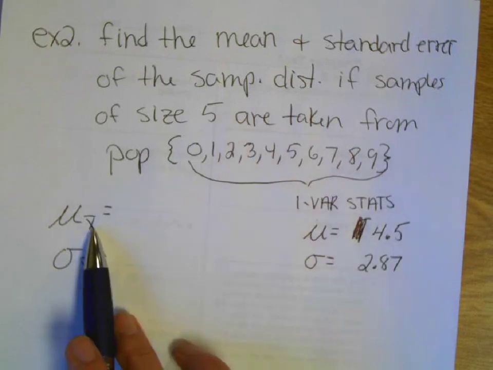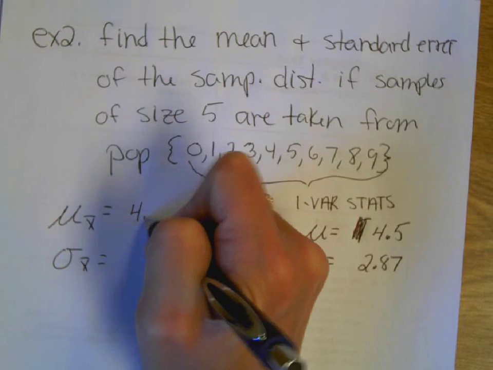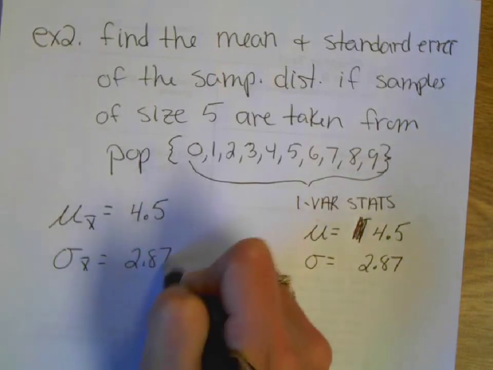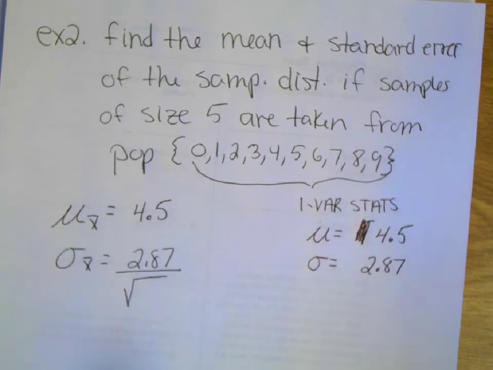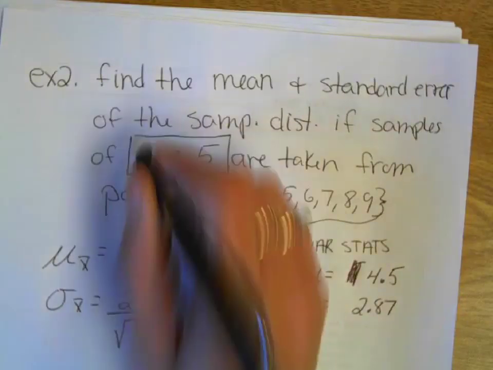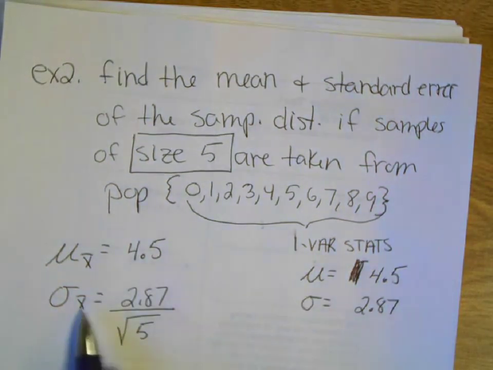So now what's the mean of the sampling distribution going to be if I take samples of size 5 from it? What's this going to be? 4.5. Means stay the same. How do I get this new standard deviation? It does change. It gets smaller. Divide 2.87 by the square root of the sample size. I was taking samples of size 5. The standard deviation of the sampling distribution always shrinks, and it shrinks by dividing by the square root of the sample size, not the population size, the sample size.